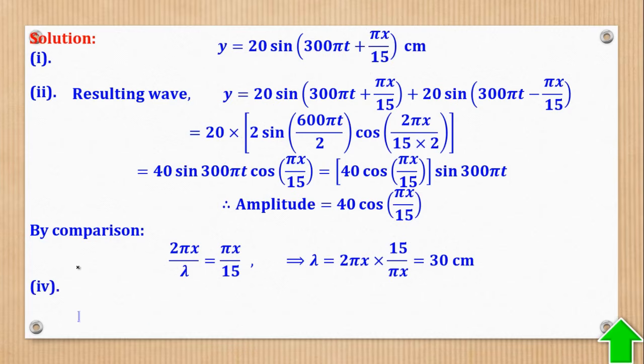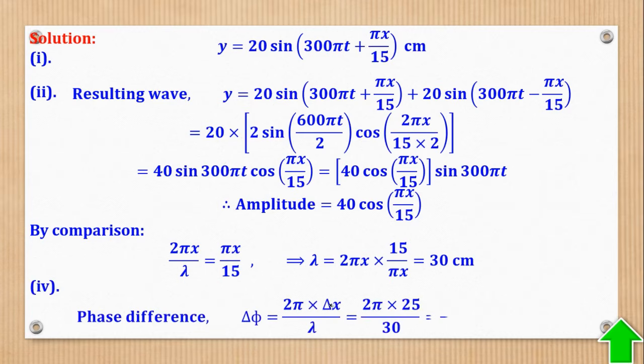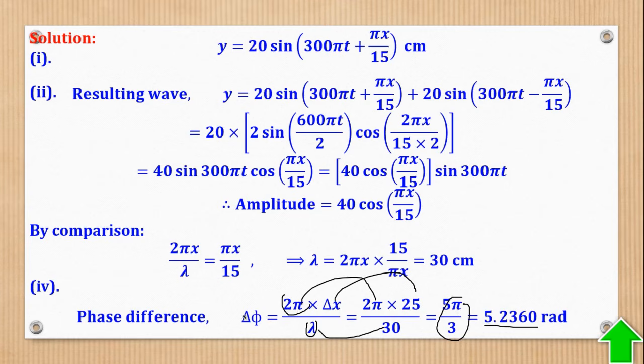Then Roman 4, they wanted the phase difference. So phase difference is given by the formula 2 pi delta x divided by lambda. So 2 pi is there, delta x is the distance apart, and lambda is the wavelength. So we'll come up with this. But in physics we are not allowed to leave our answer in fraction form, so you have to get the decimal, and that's what they wanted. So in physics, never leave your answer in fraction form. It is not okay.